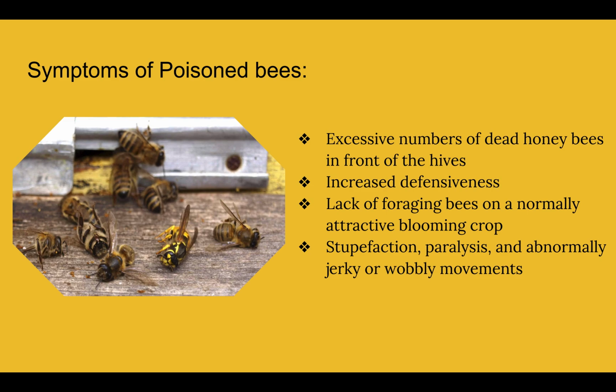So, what are some of the symptoms of poisoned bees that a beekeeper might need to look out for? Well, there are a variety of ways that one can spot a poisoned bee. However, the few main factors include excessive numbers of dead and dying honeybees in front of the hives, increased defensiveness, lack of foraging bees on normally attractive blooming crops, paralysis, and abnormally jerky or rapid movements, like if a bee is spinning on its back.